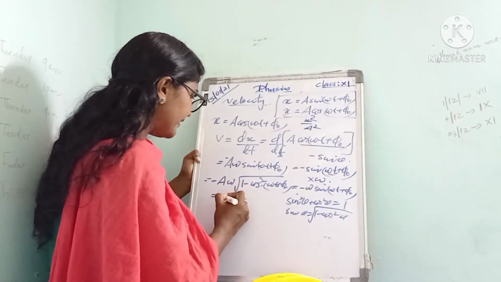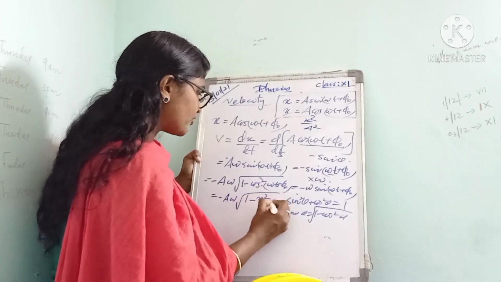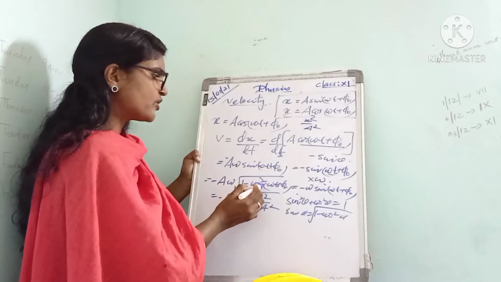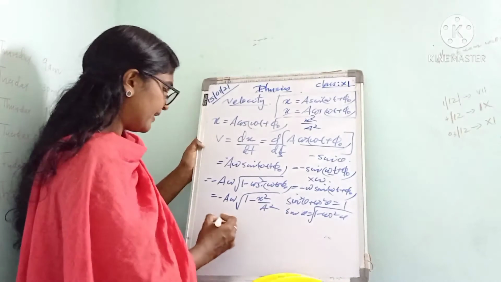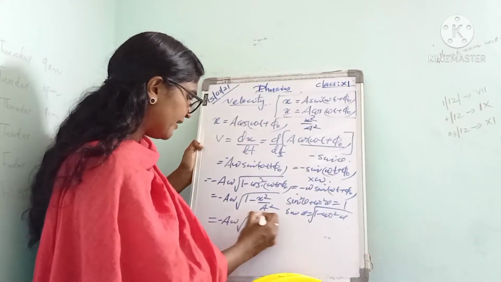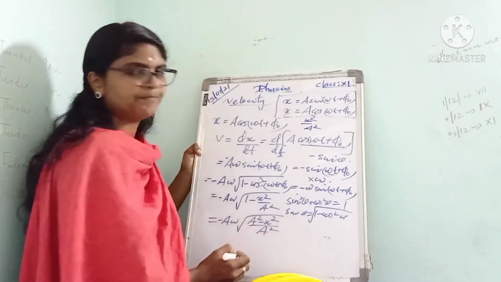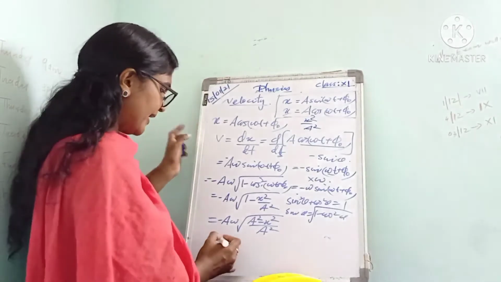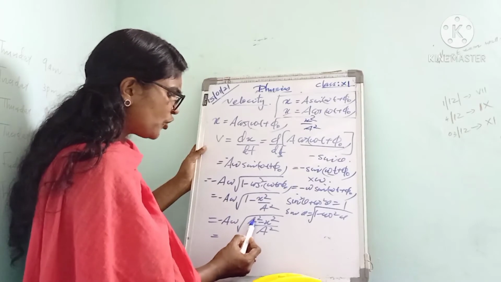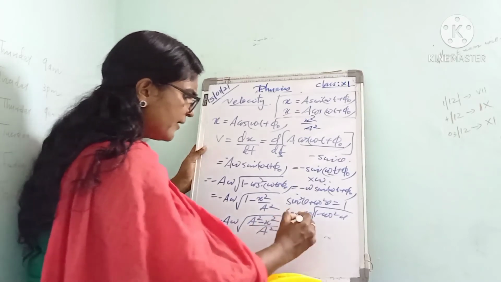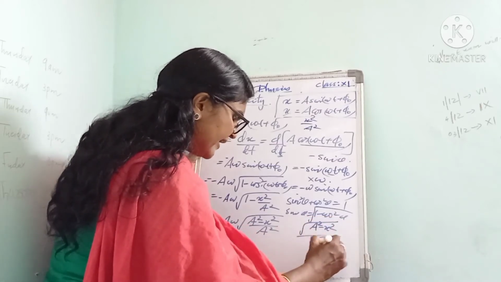So we can write minus aω square root of 1 minus what? x² by a². Instead of cos²(ωt + φ0) we can write what? x² by a². And here it is minus aω. By taking LCM we can write (a² minus x²) divided by a². When here we can split this root as root of (a² minus x²) divided by root of a².